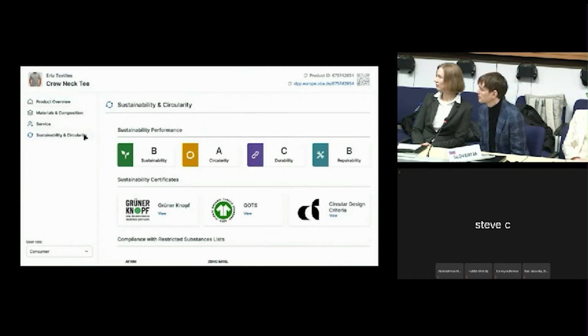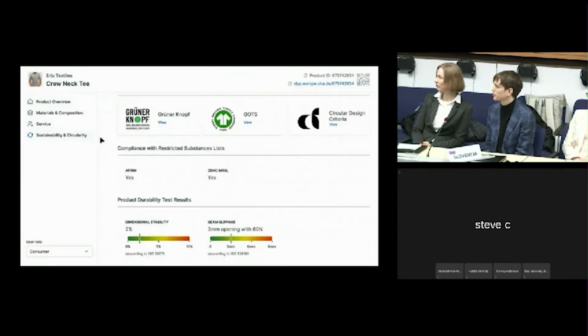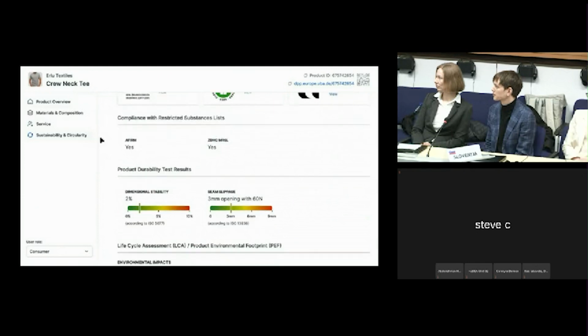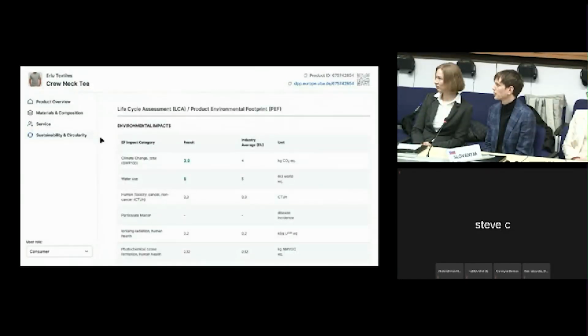we have sustainability and circularity information with aggregated information about sustainability, followed by sustainability certificates, alignment with restricted substance lists, durability results, and some information about life cycle assessment.